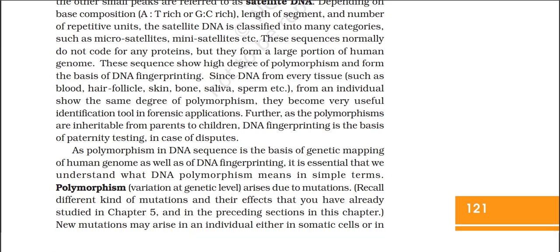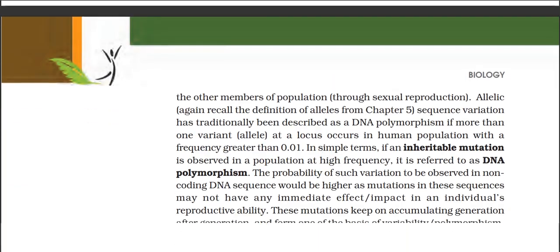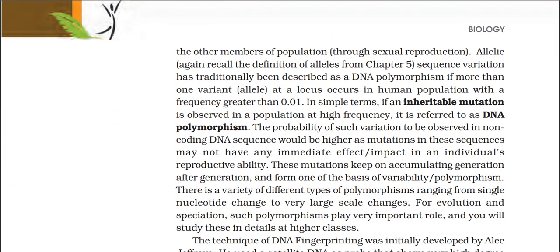Polymorphism, variation at the genetic level, arises due to mutations. Recall the different kinds of mutations and their effects that you have already studied in Chapter 5 and in the preceding sections in this chapter. New mutations may arise in an individual either in somatic cells or in the germ cells, cells that generate gametes in sexually reproducing organisms. If a germ cell mutation does not seriously impair an individual's ability to have offspring who can transmit the mutation, it can spread to the other members of the population through sexual reproduction.